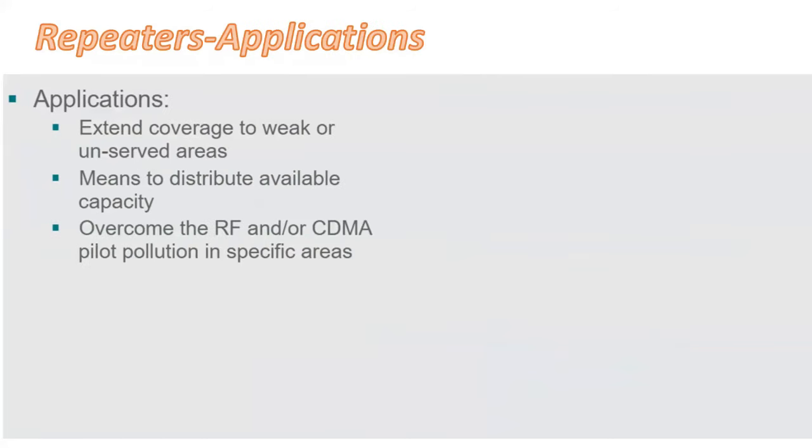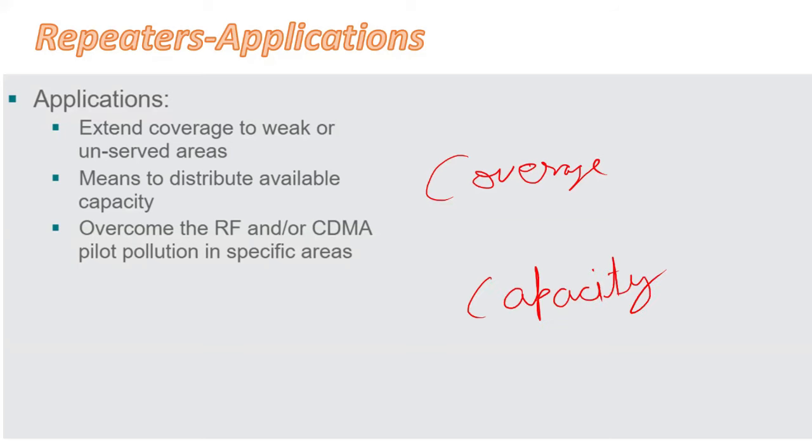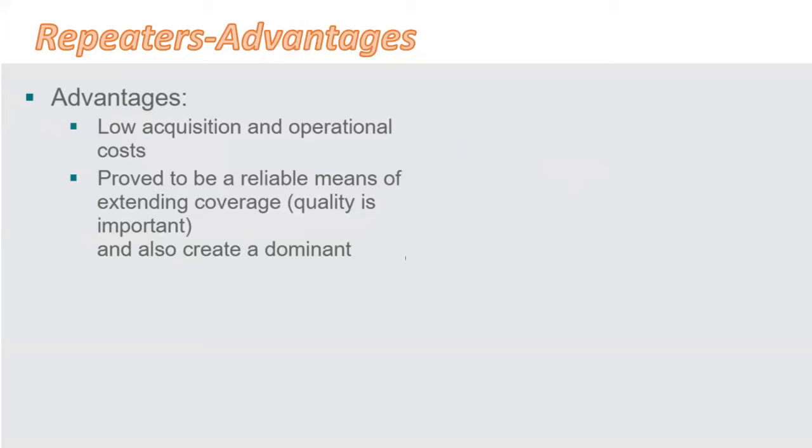Okay. So what are the major applications of repeaters? Repeaters are used to extend coverage to weak or unserved areas in places where dedicated capacity is not required. In other words, the use of repeaters can be seen as a means of distributing available capacity, right? So it will improve your coverage, but not capacity. And what are the various advantages of repeaters? The use of repeaters to provide in-building coverage is very popular, since it involves low acquisition and operational cost. The technique has also proved to be reliable for extending coverage and also for creating a dominant area, because it improves the quality of the signal.